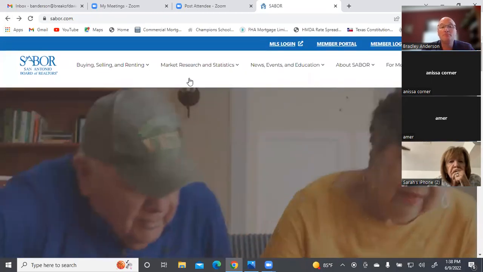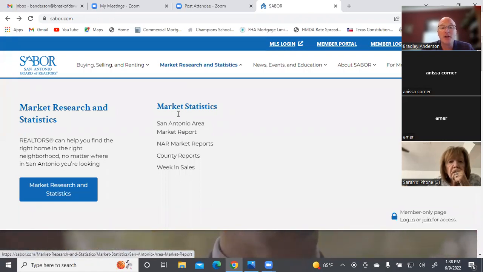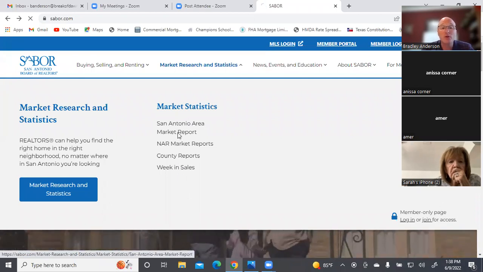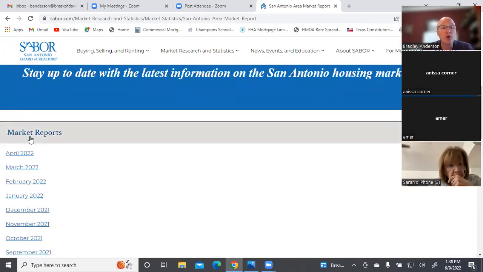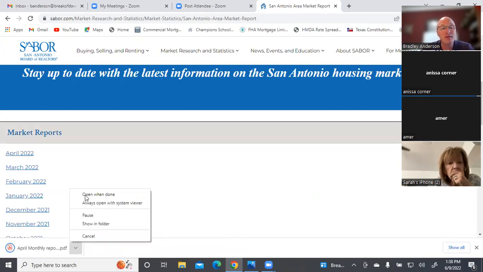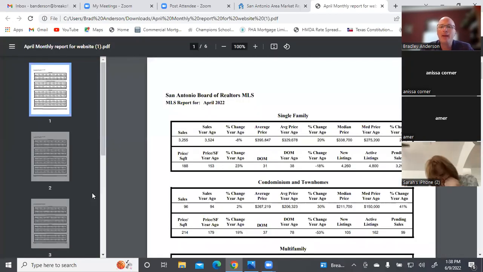So this is where I would go, because you've got different areas and different counties and the week in sales. So this shows you a ton of different stuff. So market reports, let's just go to April. It's usually not until halfway through the next month that the prior month is done, just FYI. And I've sent these out just to the San Antonio agents from time to time, but it's 6 pages worth of a bunch of great information. Change data, median price, all that.